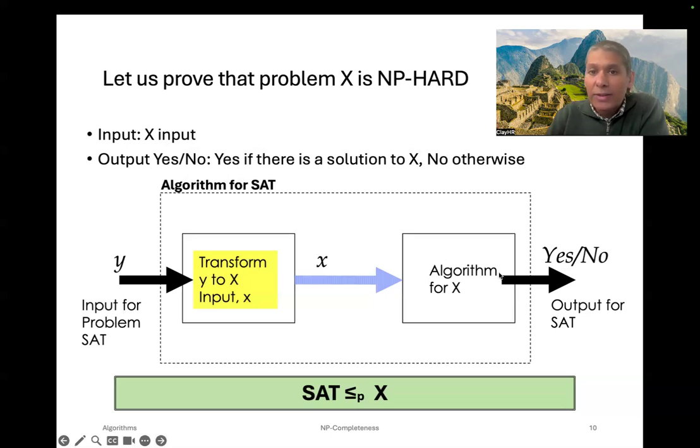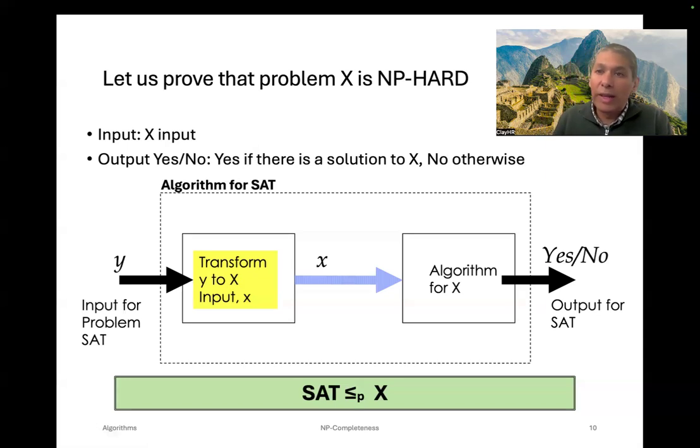X inside the box, inside this big box, and you have to reduce SAT to X, which is then written mathematically as SAT using this less than or equal to P symbol with the P subscript X, which means that there's a polynomial time reduction from SAT to X. In other words, if you solve X, you can solve SAT. That's typically what you want to show.